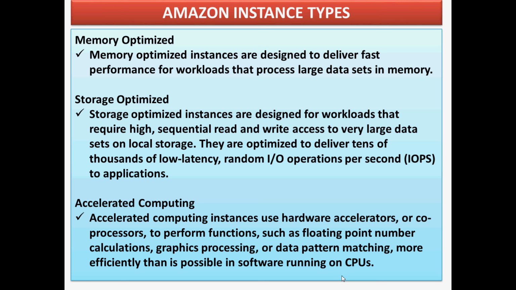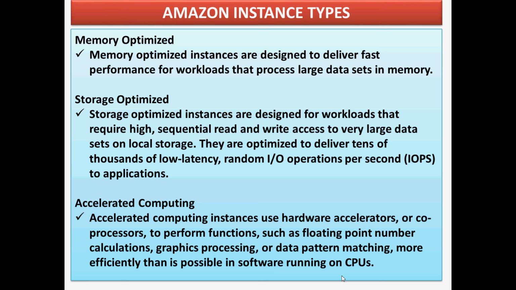And finally, the instance type that is very powerful: suppose we want to run a model, some ML code, and it requires high input output operation and a lot of calculation, we need a hardware accelerator, so we go for accelerated computing. It performs functions such as floating point number calculation, and the main thing is graphics processing, where we have AMD processors and NVIDIA processors for high graphics processing, and data pattern matching more efficiently than is possible in software running on CPUs.